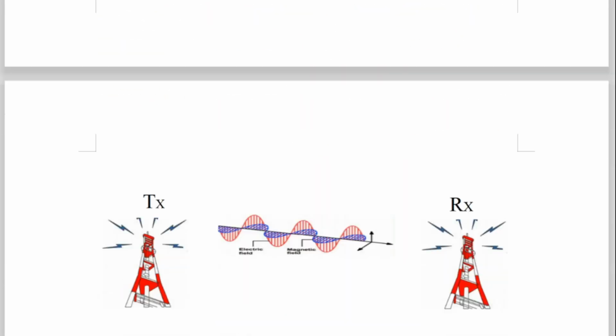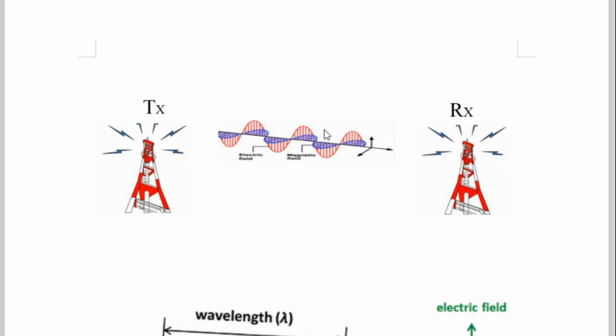Okay. Now let us proceed. So this is called efficient transmission or effective transmission. Here the transmitting antenna is a tower. On this tower there is an antenna. So this is a transmitting antenna and this is a receiving antenna.